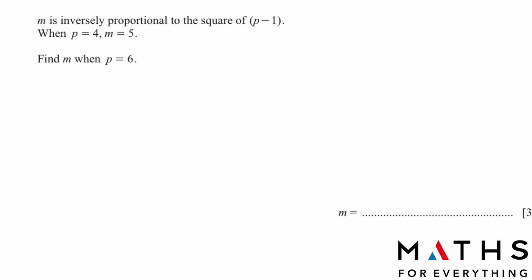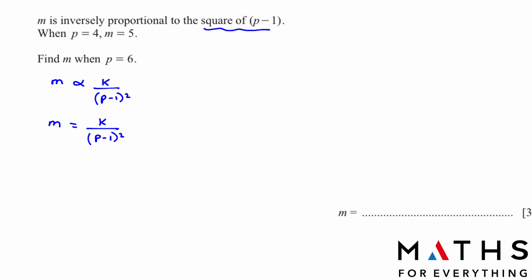When you have inversely proportional, we write it like this: inversely proportional, k over whatever it is inversely proportional to. We have the square of p minus 1, so we write (p minus 1) squared. Then we write k. So the first thing we have to do is find k. K is the constant of proportionality.